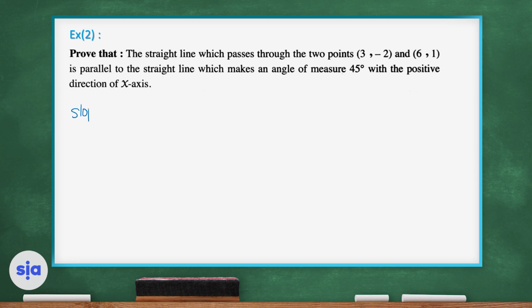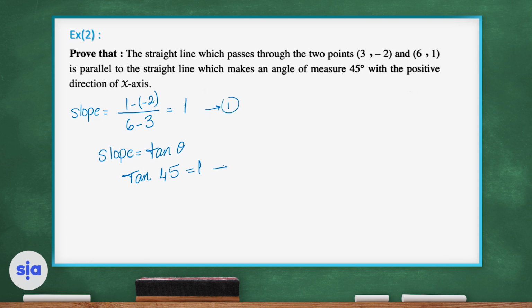So the slope equals y2 minus y1 over x2 minus x1, which is equal to 1. And as we said, we know that the slope equals tan theta, then tan 45 is equal to 1. As you can see here, from 1 and 2, that the two slopes are equal, then the two lines are parallel to each other.